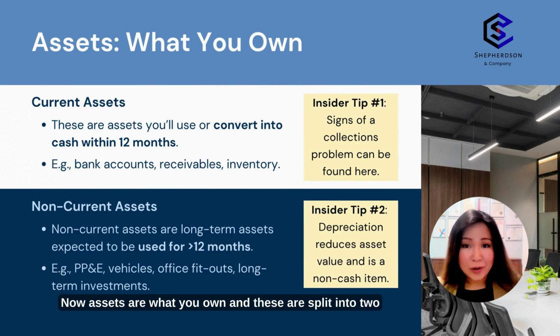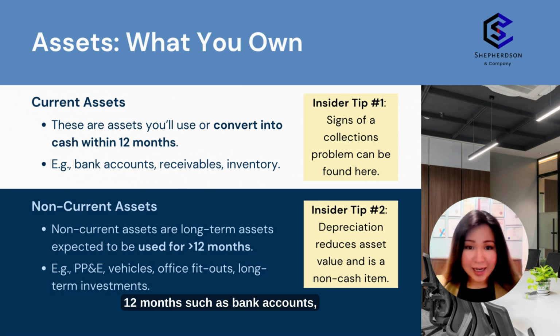Now, assets are what you own, and these are split into two categories. Current assets. These are assets you'll use or convert into cash within 12 months, such as bank accounts, receivables, and inventory. Tip number 1. If your accounts receivable keeps growing, but your cash isn't increasing, it can signify a collections problem and not necessarily a revenue problem.